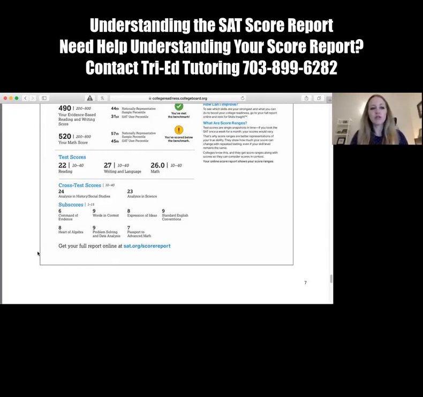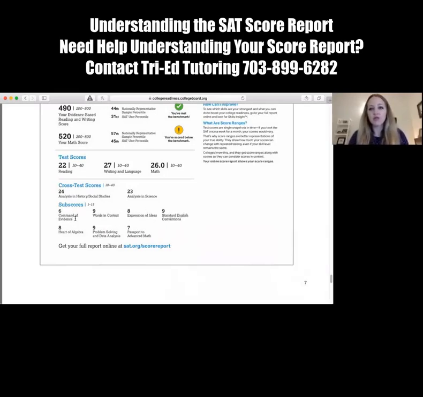So the subscores are 1 up to 15. And this really tells us what kinds of questions within each subject gave us trouble. So these across the top here, the command of evidence, words in context, those two are specifically in the reading section. And then we look at expression of ideas and standard English conventions. Those two are in the writing section.